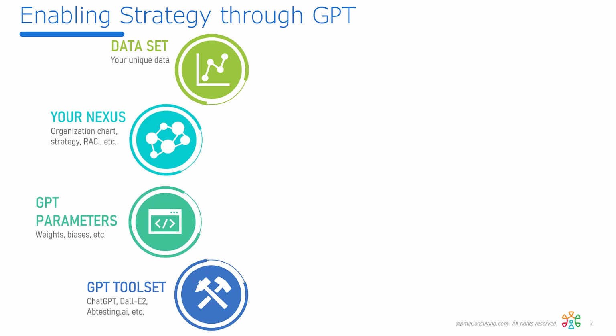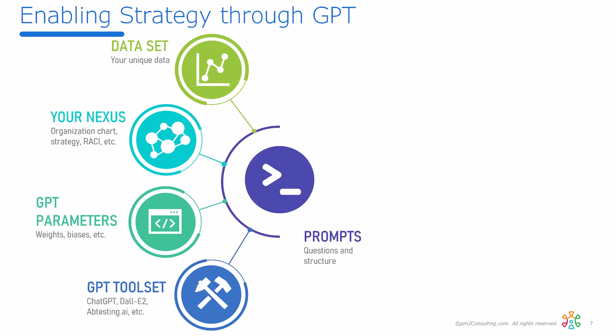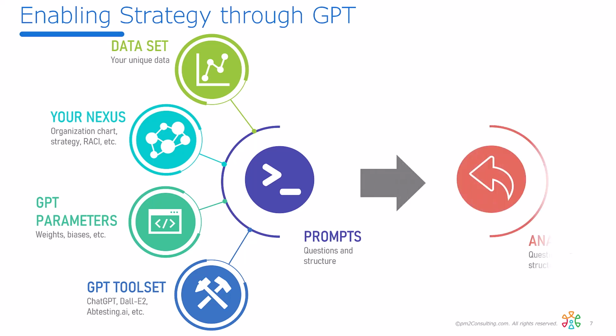What are the GPT parameters that we need to use? And of course, what is the right GPT tool set to use? A bit like choosing the right golf club for each shot. And those connect through a series of prompts. What are the right questions that we ask to make sure that we convert this right data into informed analysis? And then GPT does this trick. But its output still needs our analysis to get done on it.